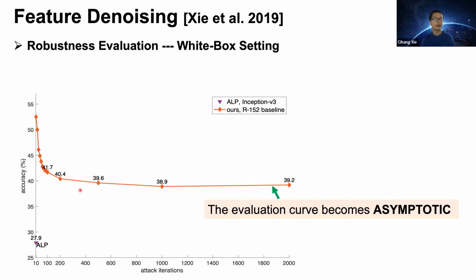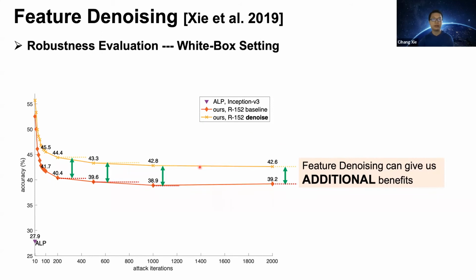And you can see for this red curve, the evaluation curve is asymptotic. That means empirically, even with say the 2,000 step attacker, we can still have very reliable results defending against this strong attacker. And by building upon this baseline model, we add denoising layers, which is the model shown in this yellow curve. You can see compared to this red curve, this yellow curve gets significantly better performance. And this indicates that feature denoising can give us additional benefits for defending against adversarial attacks.